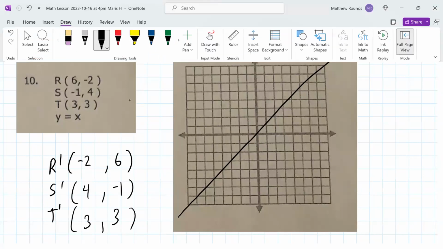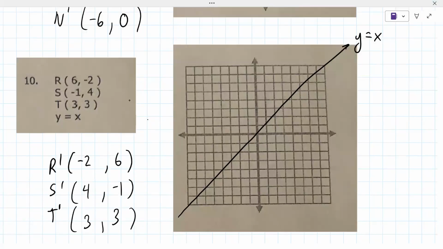Okay, so I have for R prime -2, 6. S is 4, -1, and Z is the same, 3, 3. Good. Did you graph these? Yes. Nice. All right. Let's do 12 and 13 next because they're kind of the most challenging. We'll come back to 11.